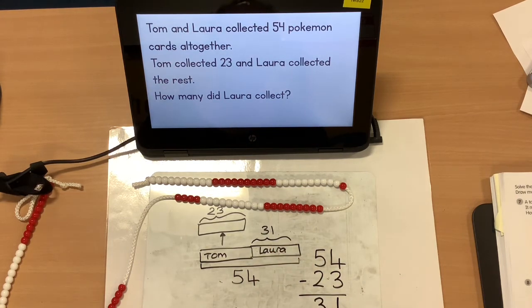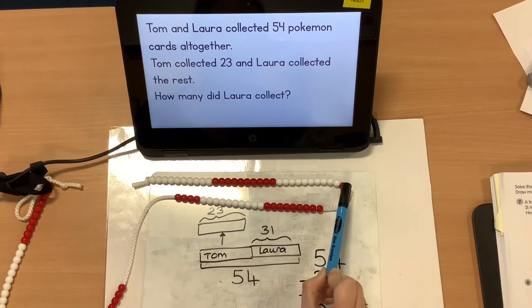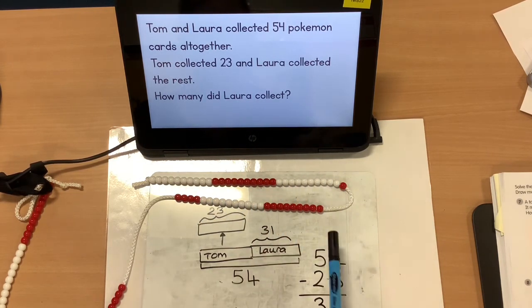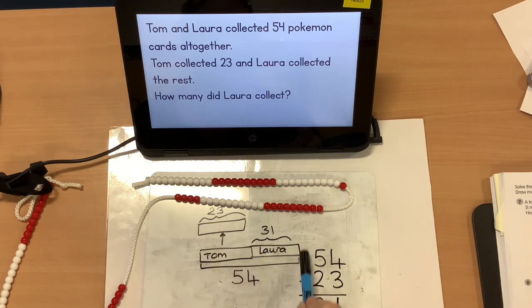And if we now look at our bead string, look, we have 10, 20, 31. And we know that if we put 31 and 23 together, we get 54, because we had 54 all together. Tom had 23, and by removing Tom's 23, by moving it away, we were left with Laura's 31.